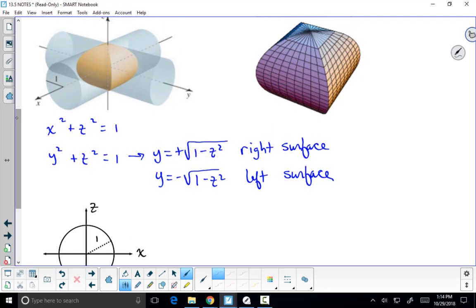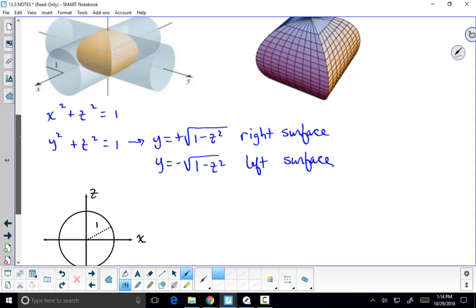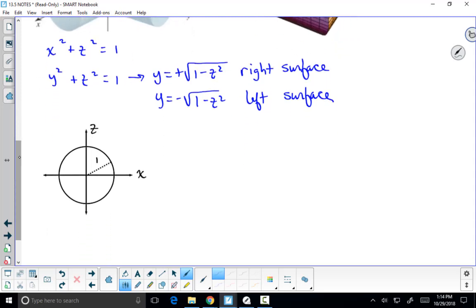So we have to be really careful. One direction is going to be hard to integrate. Another direction is going to be easier. So it's going to be very easy. So let's look at both. So let's set this up.